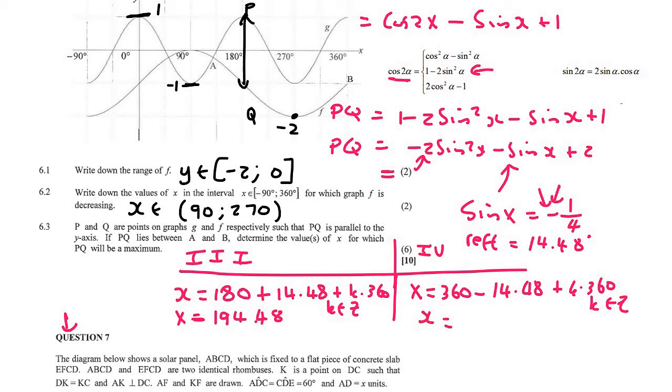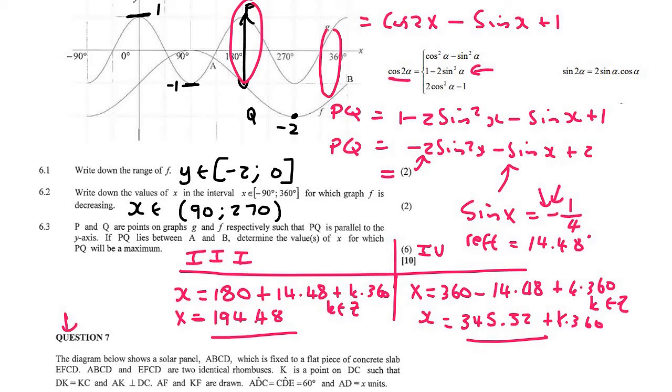And then for this side, you're going to end up with 345.52 plus k times 360. Alright, so those would be the two answers over there. So it would be at 194, which is over here. And then it happens again at about 345, which is over there.